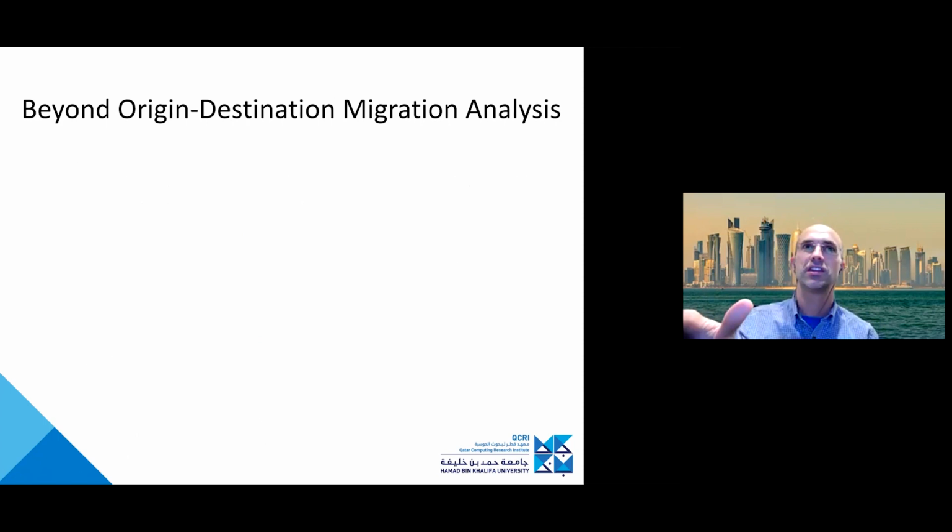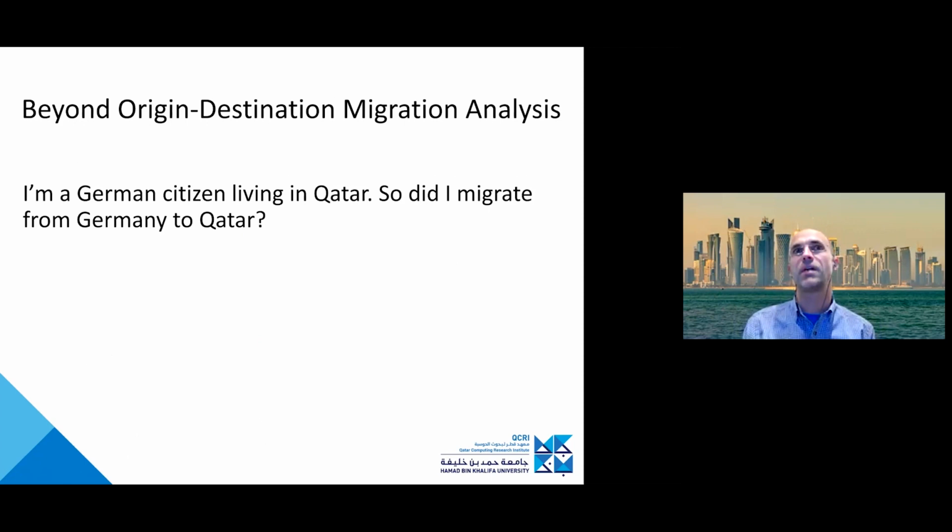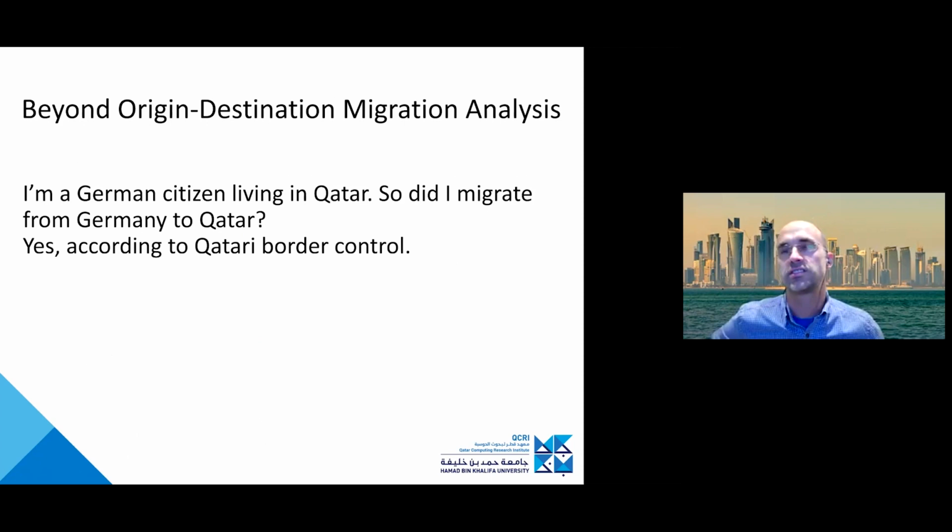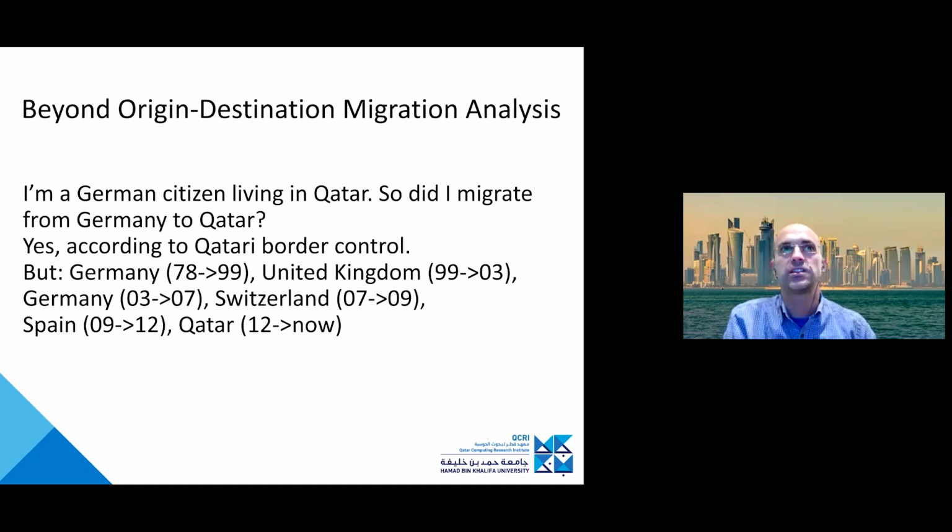If you look at my own case, I'm a German citizen living in Qatar. So the question is, did I migrate from Germany to Qatar? Well, kind of yes. If you look at the data that Qataris have about me, just a German citizen living here, origin Germany, destination Qatar, end of story. But actually my trajectory is a bit more complicated. I moved to Germany, to the UK, back to Germany, to Switzerland. Then I actually moved to Qatar directly from Spain, but all of this is lost.